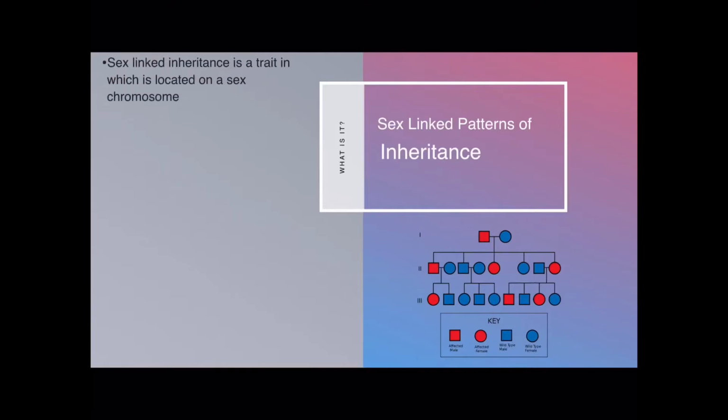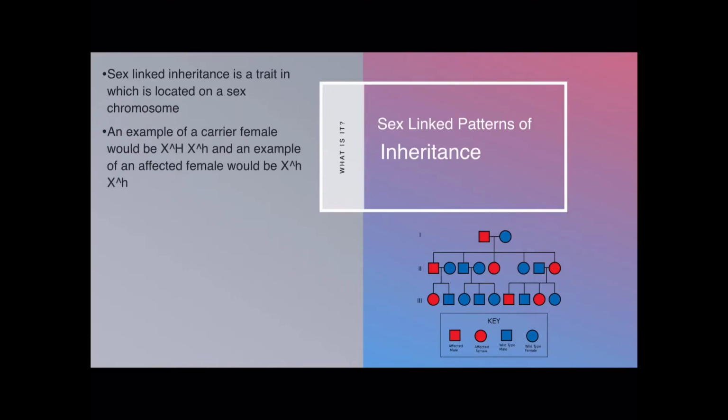Sex-linked genes reveal a unique pattern of inheritance. Besides having genes that just determine gender, the sex chromosomes also have genes for traits different from femaleness or maleness. An example of a carrier female would be capital X, capital H, capital X, lowercase h, and an example of an affected female would be capital X, lowercase h, capital X, lowercase h.